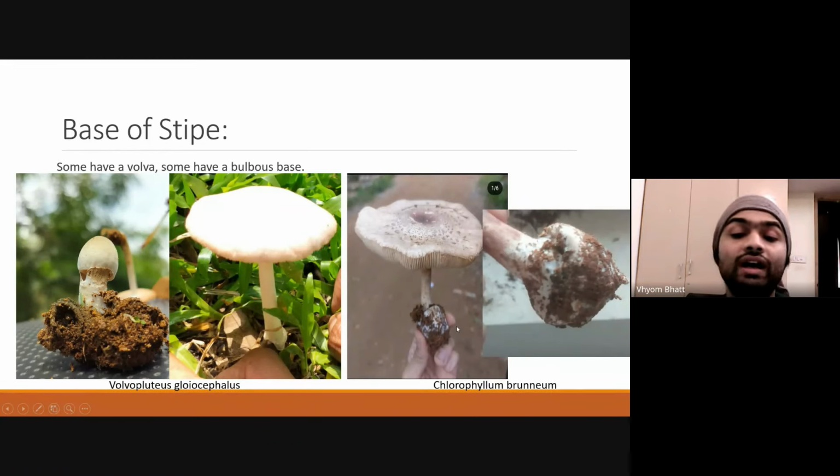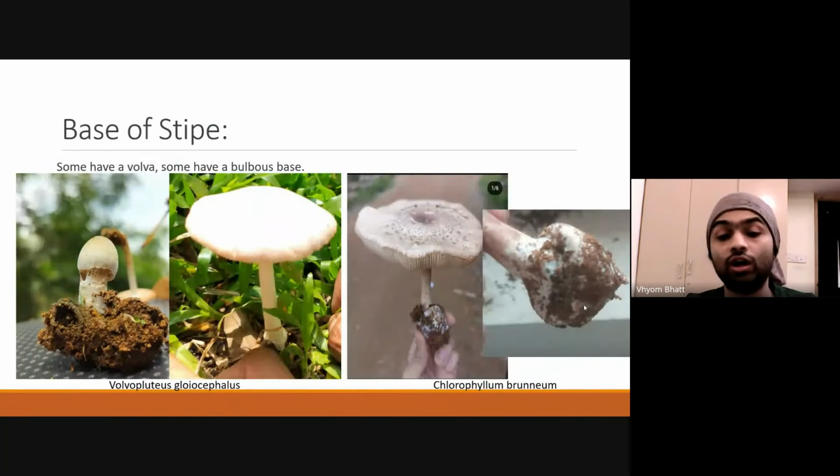Some mushrooms will not have egg-like volvas. They will have a base which is bulging out, called a bulbous base. This left one, Volvopluteus, was found in Kabanpak. This one I found near where I work, and it's called Chlorophyllum brunneum. It has the base close up. It's not a sac, but just the stipe bottom is bulged up like a bulb.